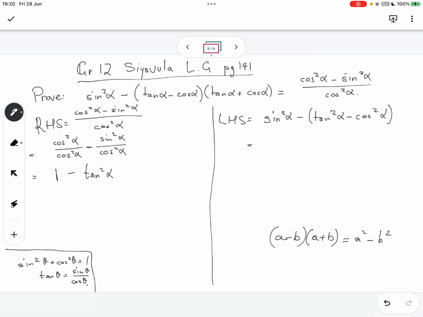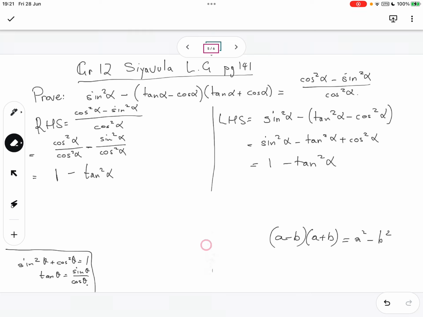And then that gives us sine squared alpha minus tan squared alpha plus cos squared alpha. And again, we have a square identity, which is sine squared plus cos squared equals 1. So here we have sine squared plus cos squared, so we can equate that to 1. And then we're left with negative tan squared. So it becomes 1 minus tan squared.